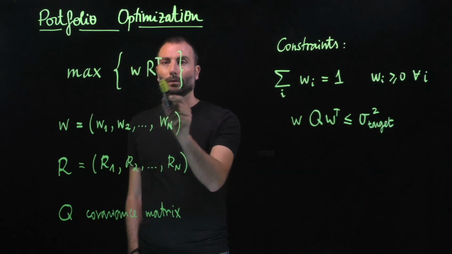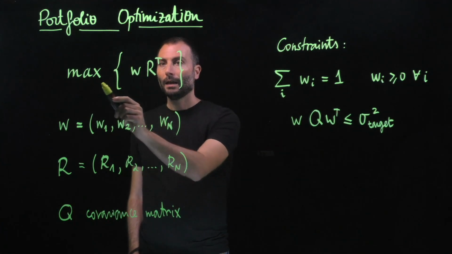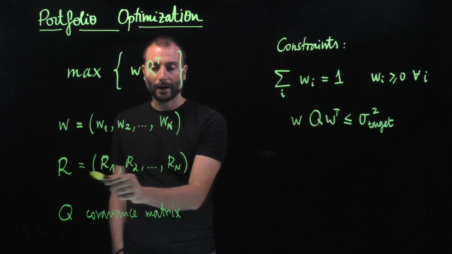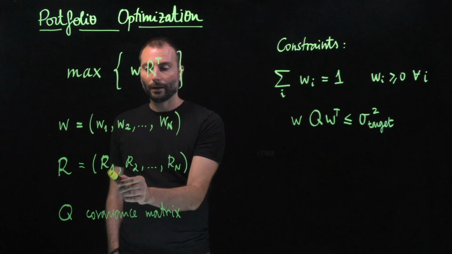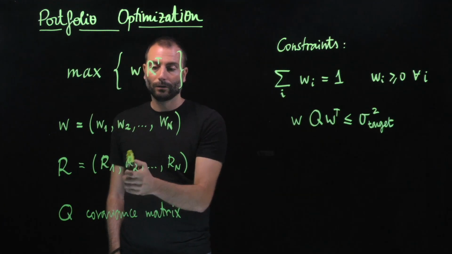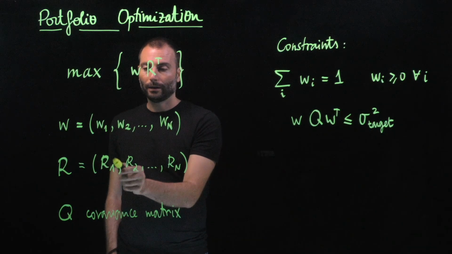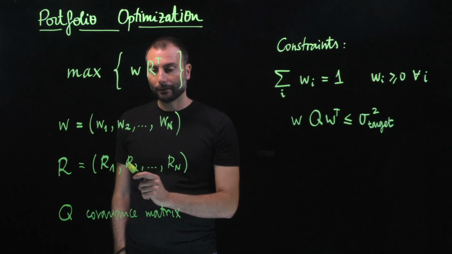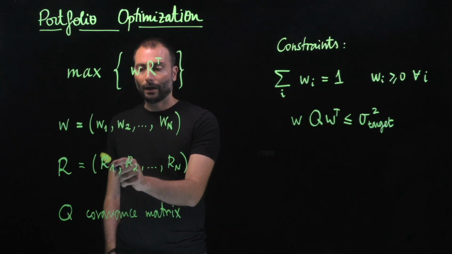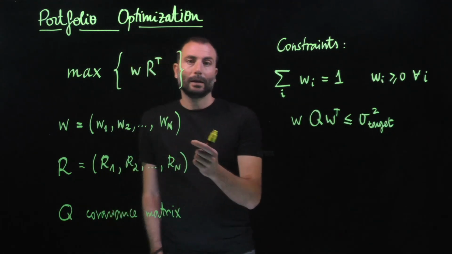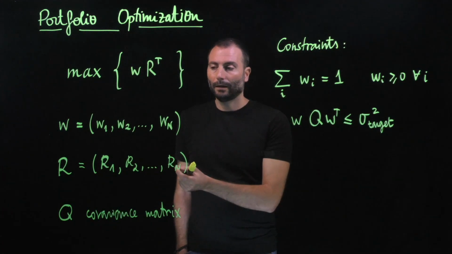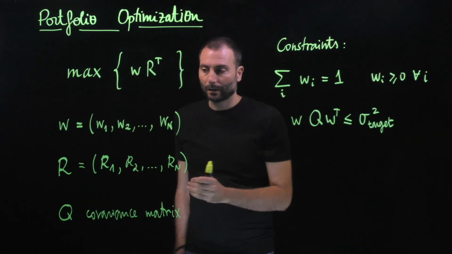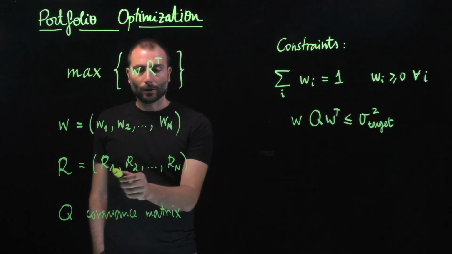The quantity that we want to maximize is the total return. This vector R is the vector of the historical returns, so the mean of the historical returns of every asset. R1 is the return that asset number 1 had in the last 2 years, for instance, and so on and so forth.